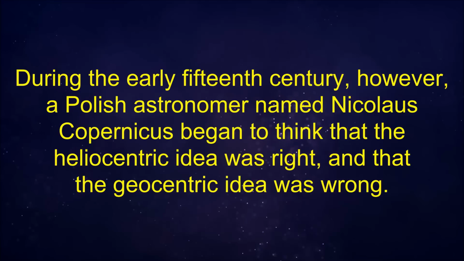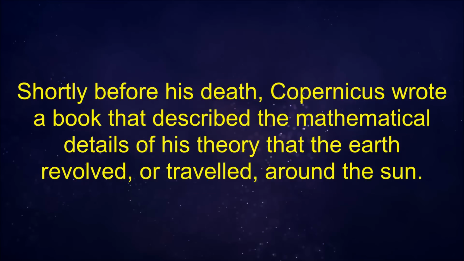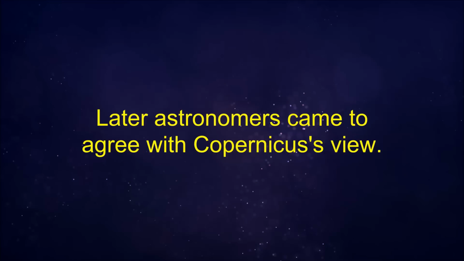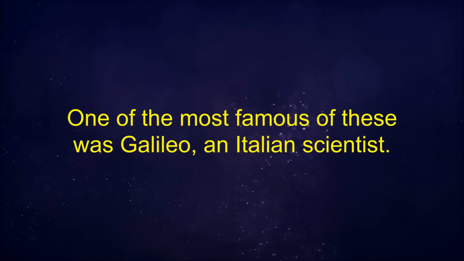During the early 15th century, however, a Polish astronomer named Nicholas Copernicus began to think that the heliocentric idea was right and that the geocentric idea was wrong. Shortly before his death, Copernicus wrote a book that described the mathematical details of his theory that the Earth revolved or traveled around the sun. Later, astronomers came to agree with Copernicus's view.